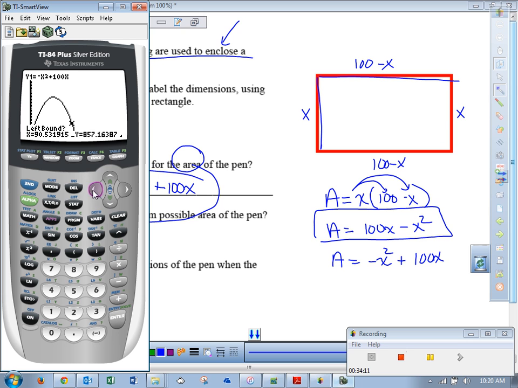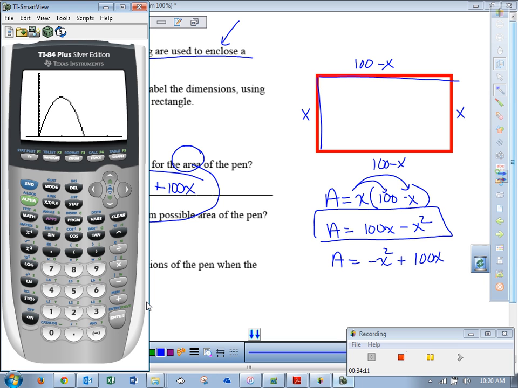Left bound. Please no. That's why I hate this calculator. It's still left of it. To the right. Yes.